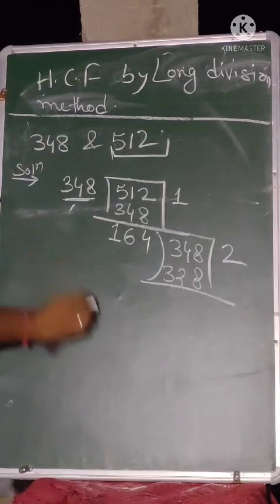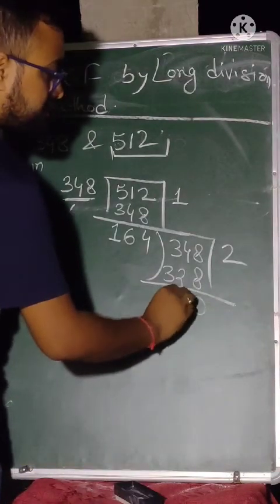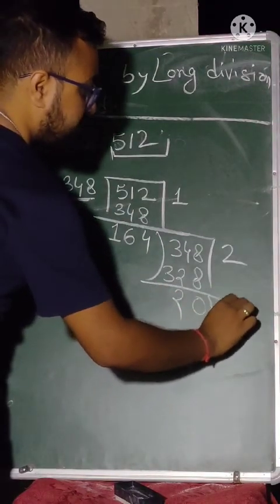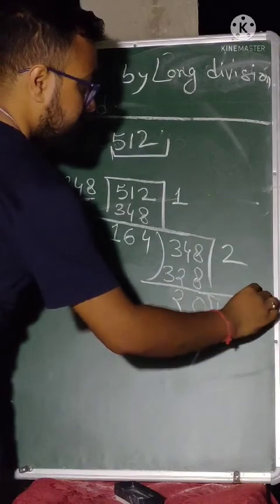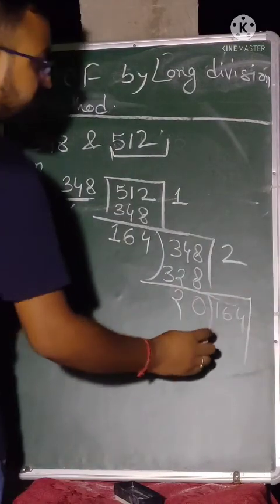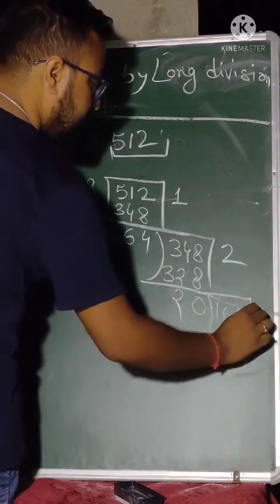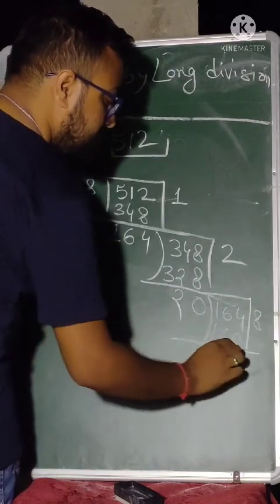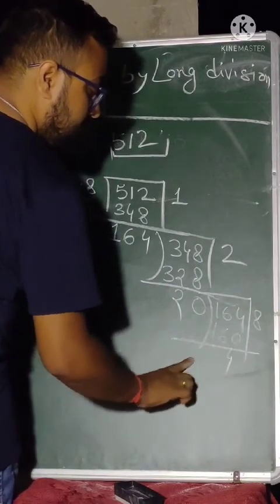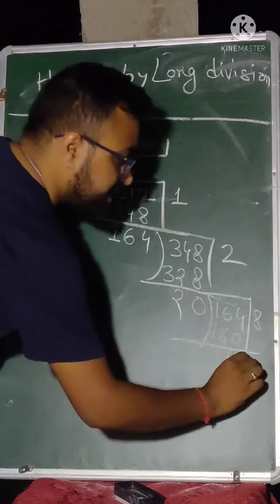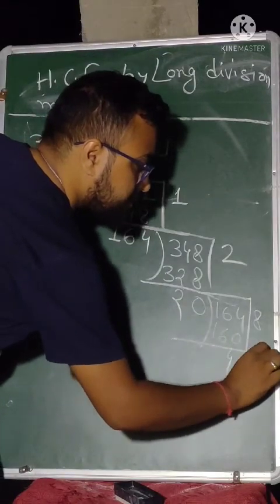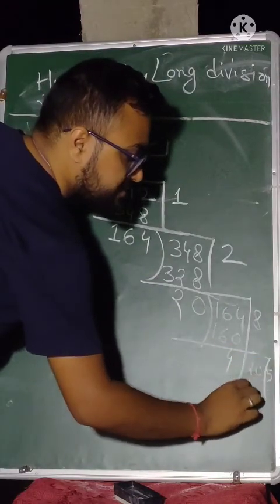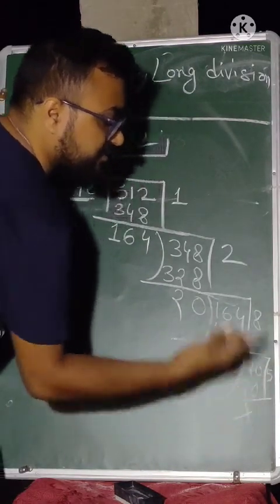Now subtract, we get 20. Again we have to bring down this 164. Now how many times do you have to take? 8 times 20 is 160. Subtracting, you get 4. Again you have to bring down this 20 here. Now how many times can you take? 4 fives are 20. Finished. We got this 0.